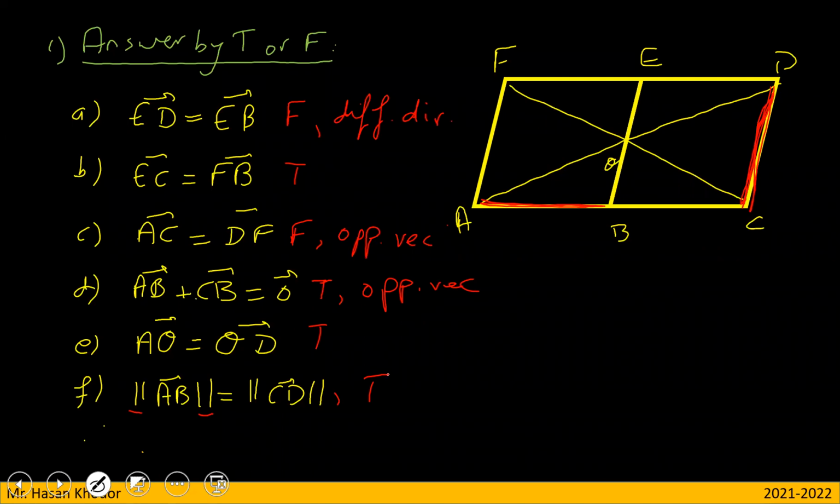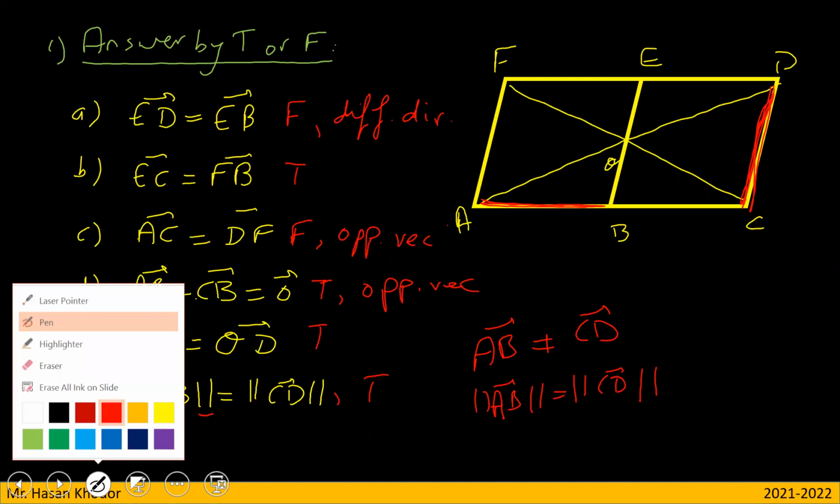Because here I'm not talking about the vectors. Vector AB is not equal to vector CD because they do not have the same direction. But their magnitudes are equal. The distance from A to B is the same as from C to D. So the magnitude of vector AB is equal to the magnitude of vector CD. They have the same magnitude, but not the same directions. Clear?